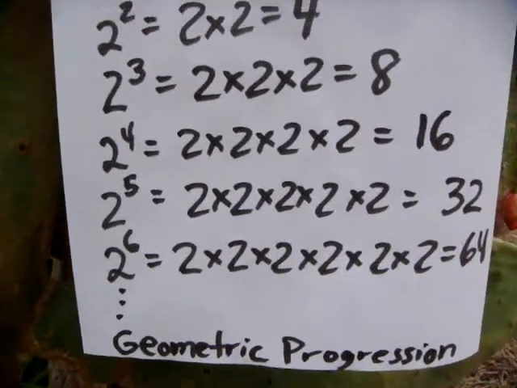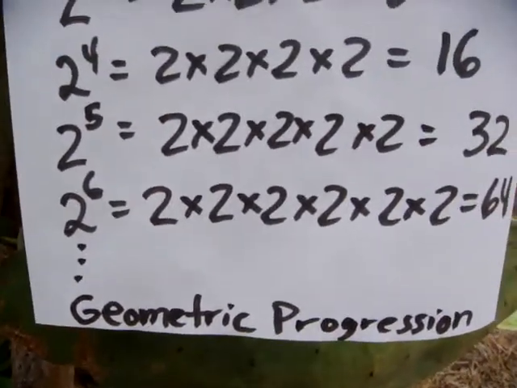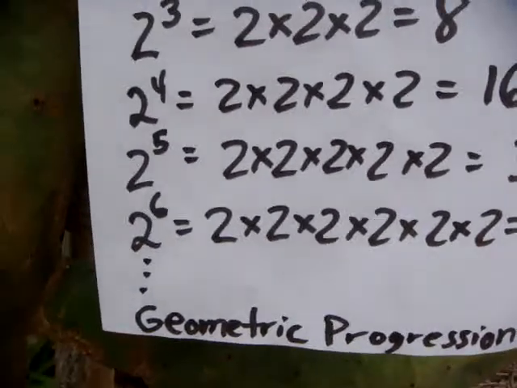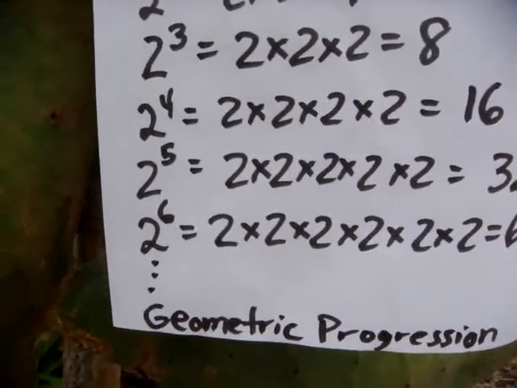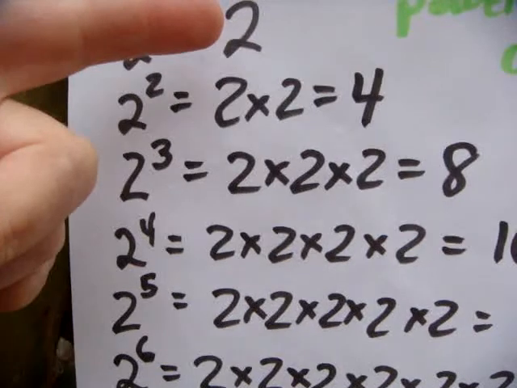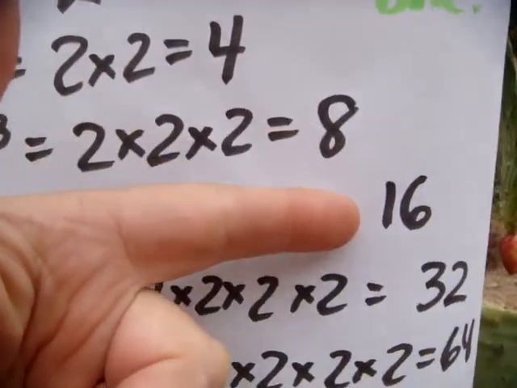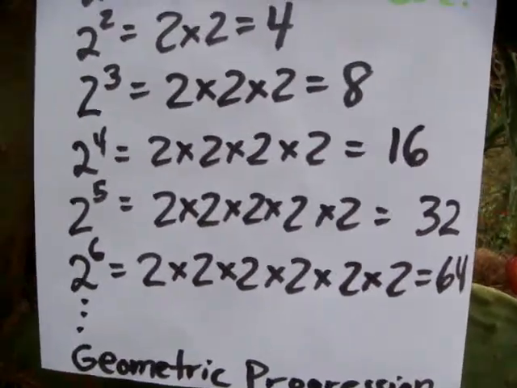This is called a geometric progression because in each iteration or each step of the procedure, you're multiplying by the base one more time. So in each case, we're just multiplying by 2. 2 times 2 would be 4. 4 times 2 is 8. 8 times 2 is 16. And then 32 and 64 and so on ad infinitum.